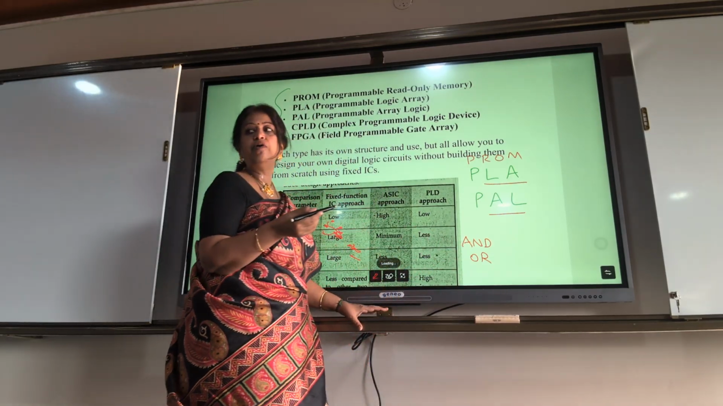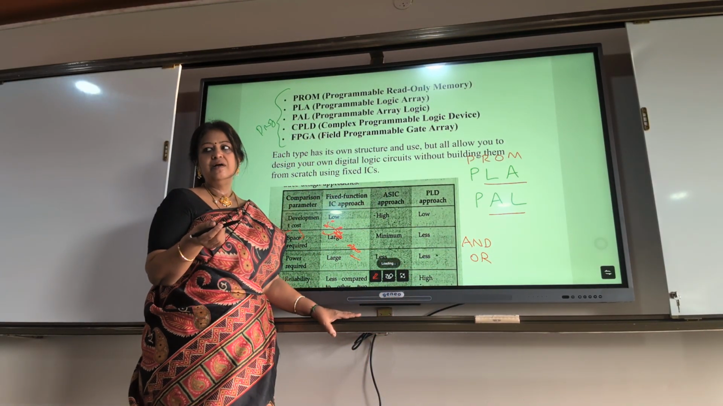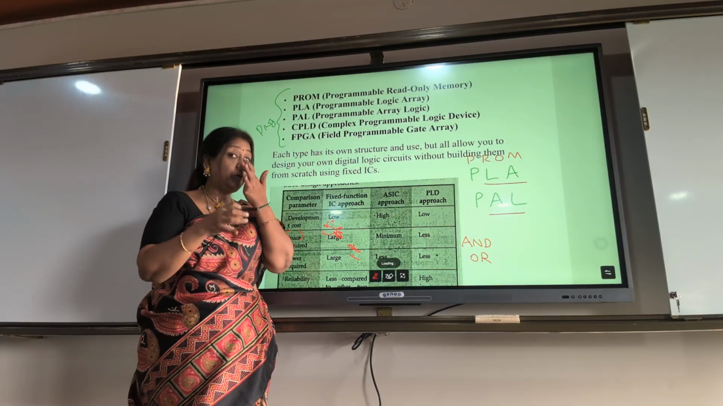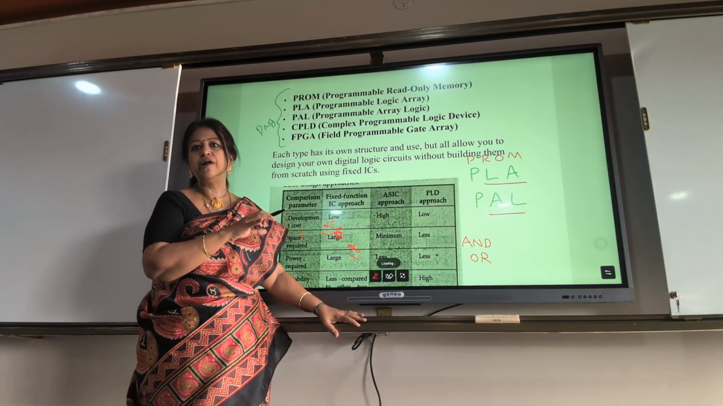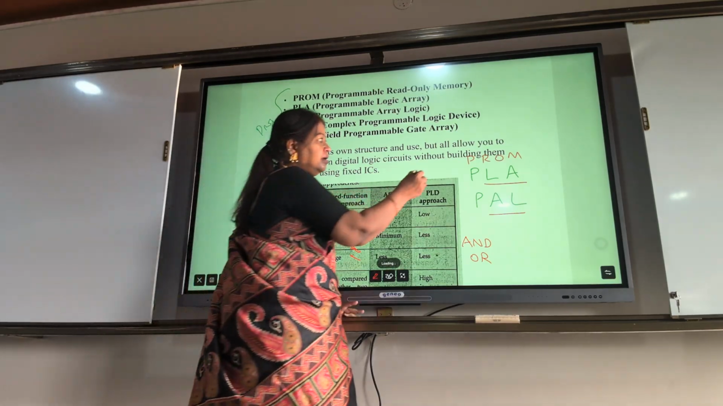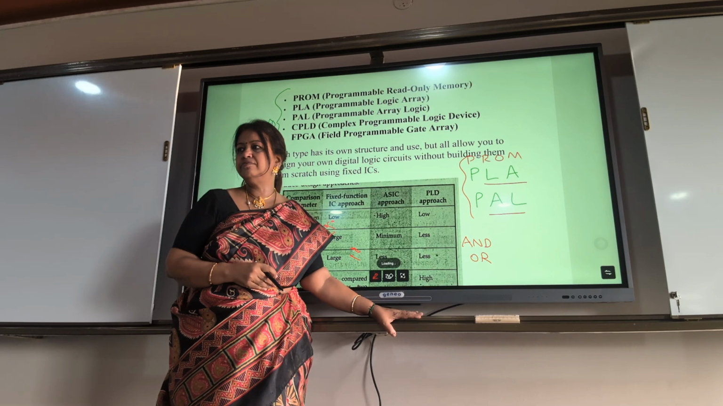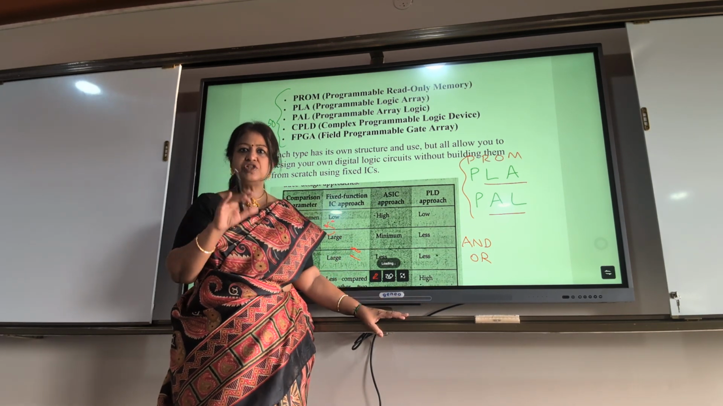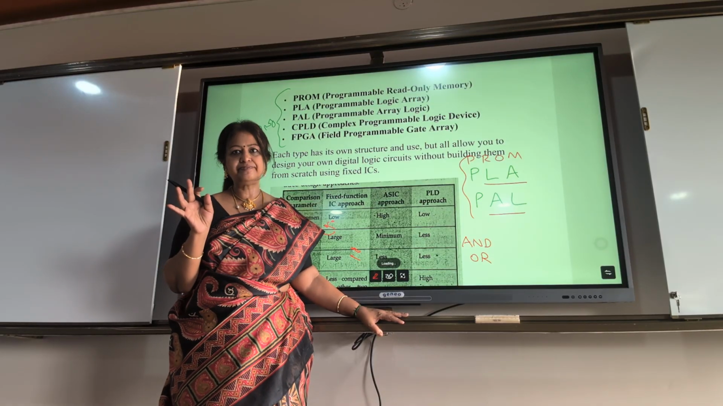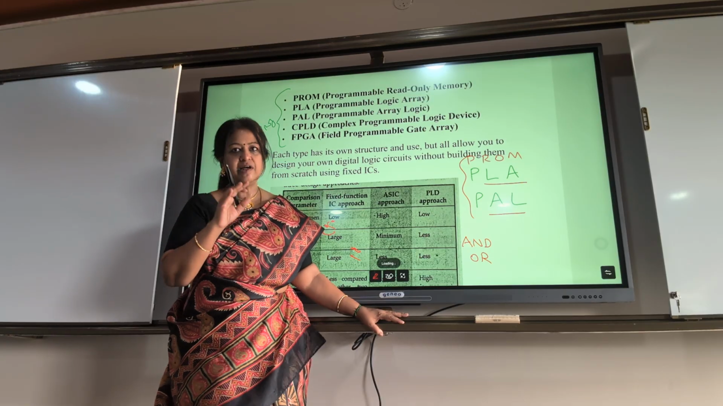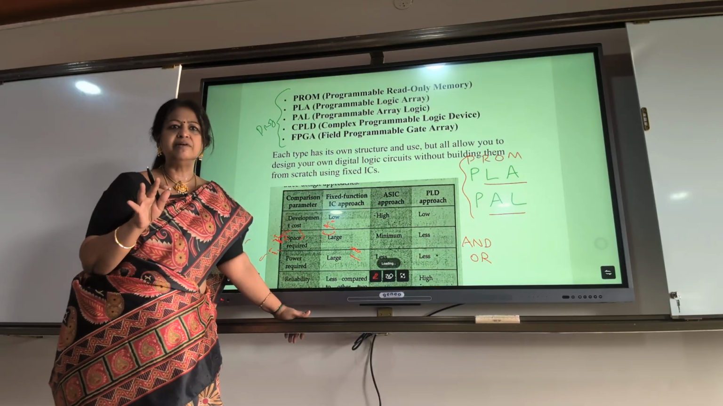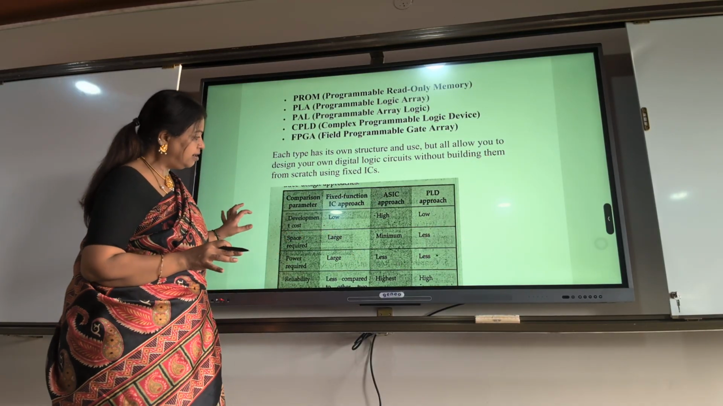You can program means you can change the connections. In some cases, certain connections will be fixed and you cannot change them. In some cases, only AND can be programmed. In some cases, only OR can be programmed. In some cases, both AND and OR can be programmed. How you can remember which one is fixed and which one is programmable is very, very important for problems. You should not get confused. I will tell you some hints that I remember, and you can have your own way of remembering things. When the problem comes, I will explain it.